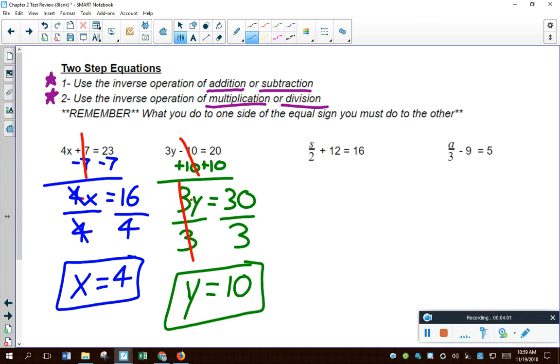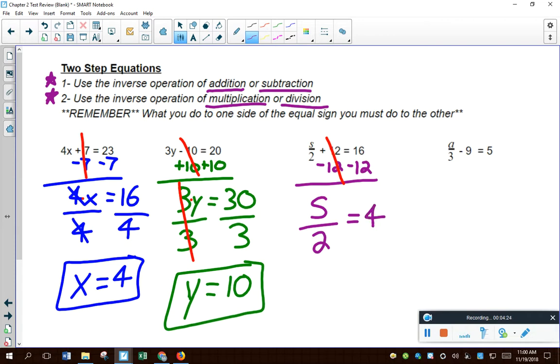Our next equation says s divided by 2 plus 12 is equal to 16. To get rid of a plus 12, I'm going to subtract it from both sides. My plus and minus 12 will cancel, and we're left with s over 2, or s divided by 2, is equal to 16 minus 12 is 4.